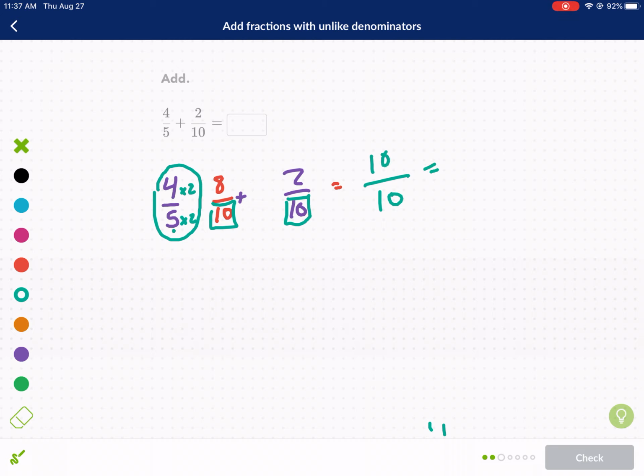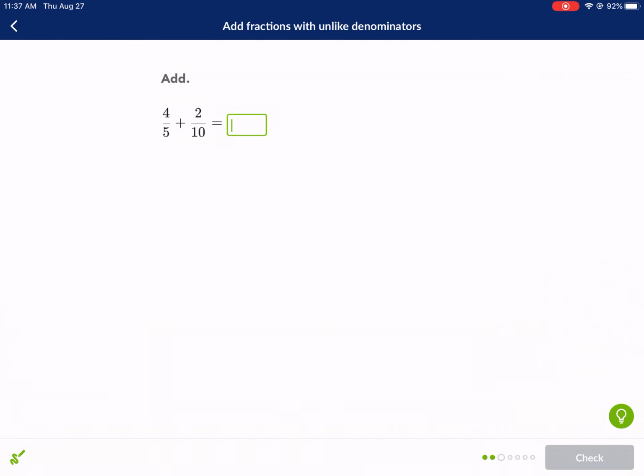And guess what that equals? That equals 1 over 1. We should simplify that to be 1. So we're going to type in 1 for our answer. There we go. Okay, let's do a few more.